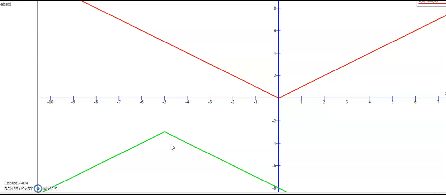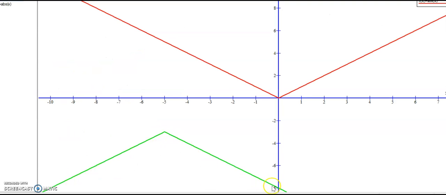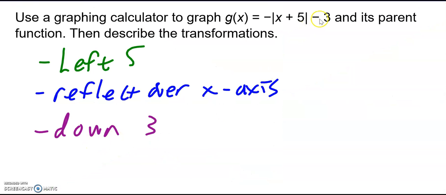Negative absolute value of the quantity x plus 5 minus 3. So what were the actual transformations though? Well, the plus 5 in the absolute value is going to make it go left 5. The negative outside of the absolute value is going to reflect over the x-axis, and so that's why it's this upside down V or the mountain shape. And then the -3 is going to go down 3.